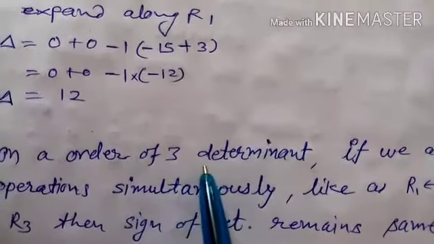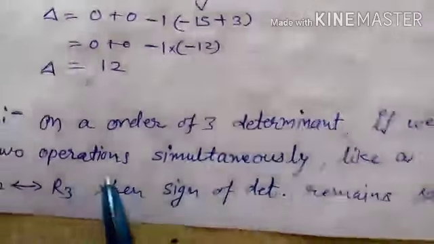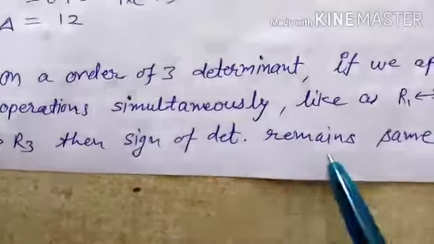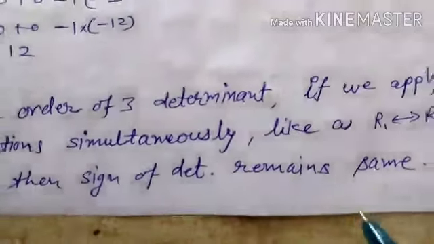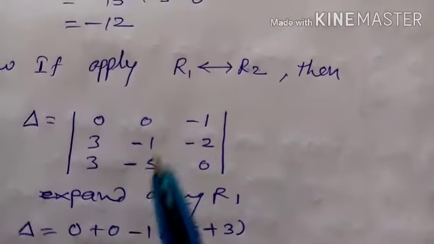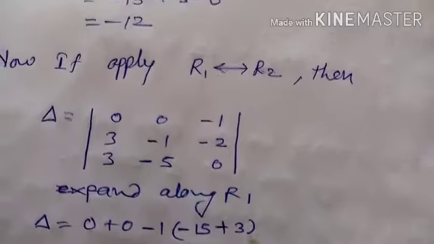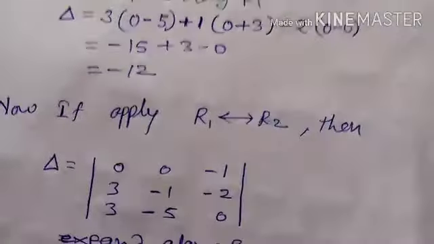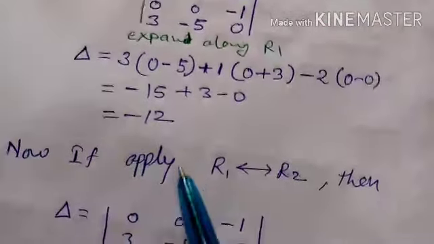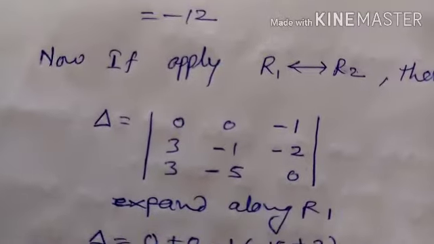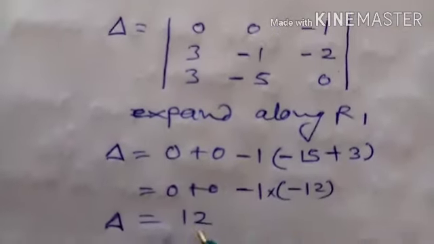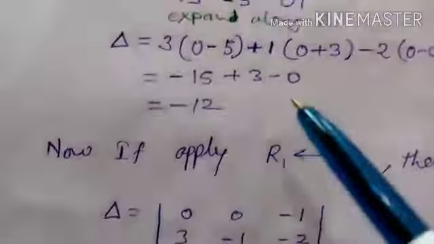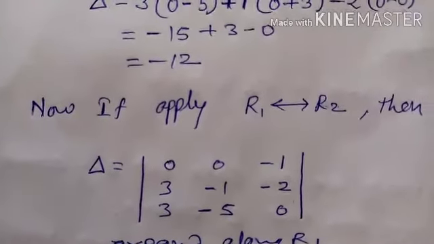So be very particular. If we apply two operations simultaneously, then the value of the determinant remains the same, there will be no change. But if we apply only one operation, R1 interchange R2, or R1 interchange R3, or R2 interchange R3, only one operation, similarly C1 interchange C2, row or column, then the sign of the determinant will be changed. The value which is minus 12 will become plus 12, or if it is first plus 12, then it will become minus 12. Okay.